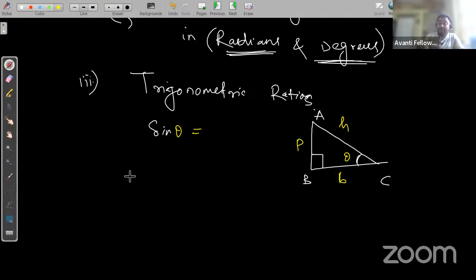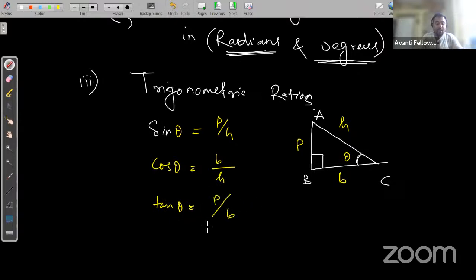And all of you know what is sine theta? That is P by H. Cos theta is B by H, base upon hypotenuse. Similarly, tan theta is perpendicular upon base. All these things we already covered in class 10, right?